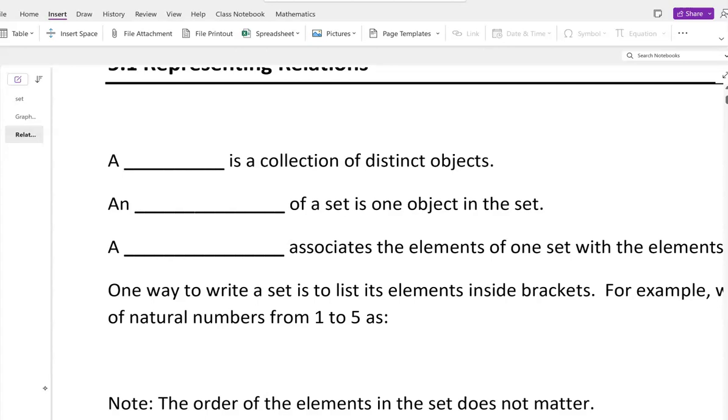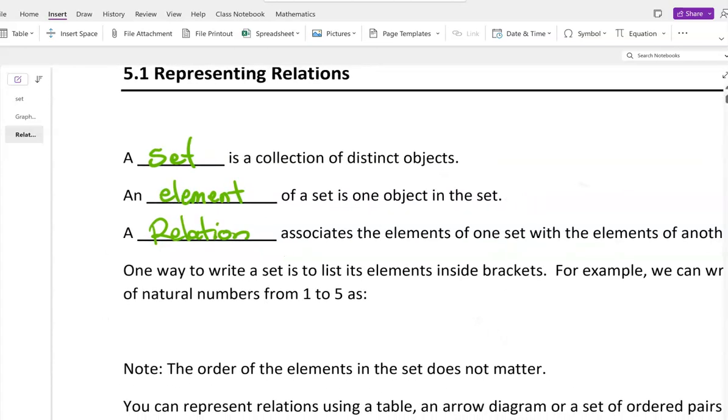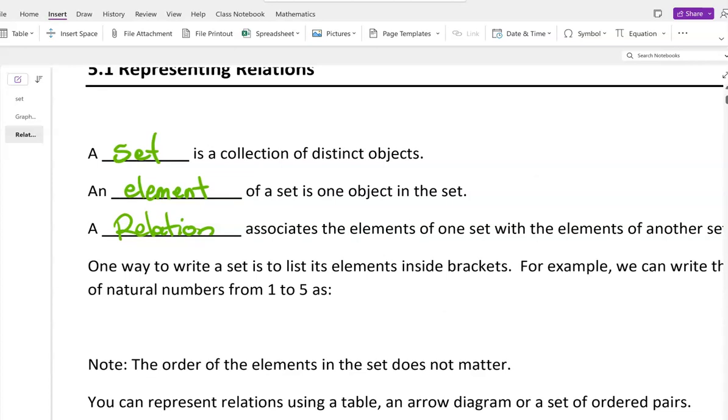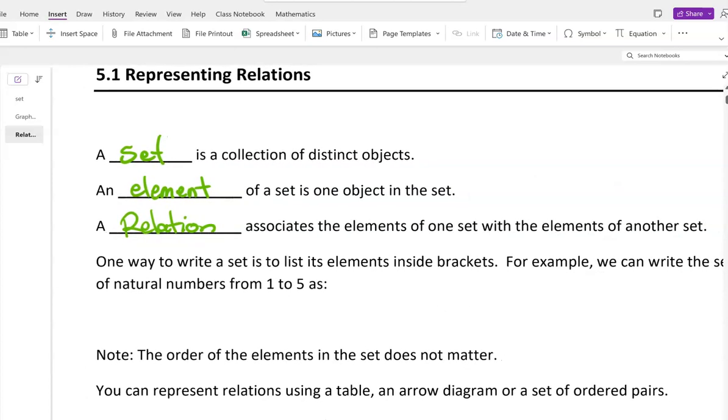A few definitions for you to know. A set is a collection of distinct objects. An element of a set is one object in that set, and a relation associates the elements of one set with elements of another set. So I'm not going to ask you definitions, but you should understand what these words are. So we've got sets with things in the sets, and a relation tries to connect the two sets.